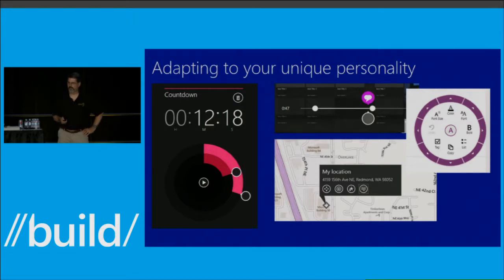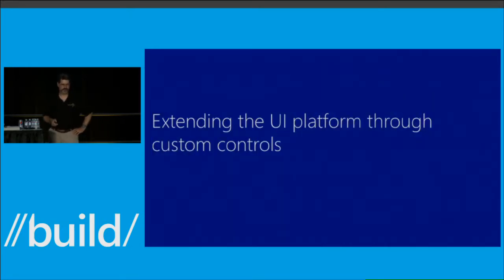The new radial menus that you see in OneNote, very popular feature, make it very easy to use. Some of the other mapping things. Now, there are other ways to extend the platform. The easiest and most shareable way is to extend the UI platform through custom controls. And that's what we're going to talk about.